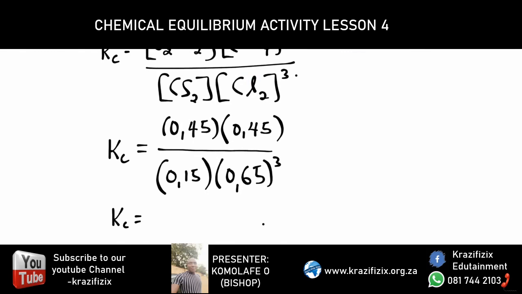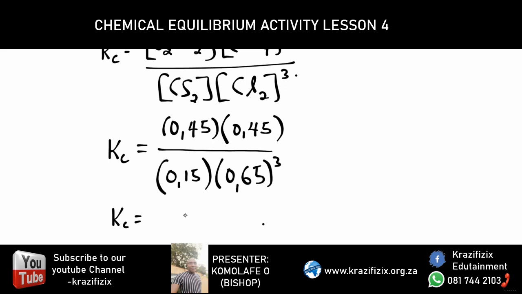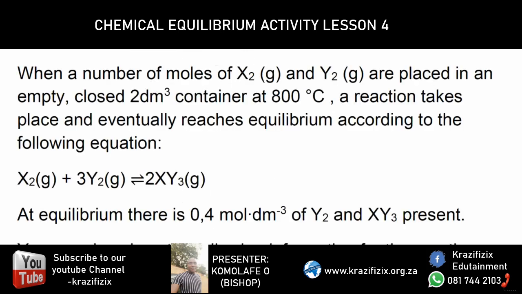All right, we close the bracket there. And then the denominator, we have 0,15. I close the bracket and I have 0,65, and that is to the power 3. And my answer is 4,92. Remember, no unit. I hope that is okay with everyone. Spent about 8 minutes to do that question. See, I'm cutting time as I go on. The next one.